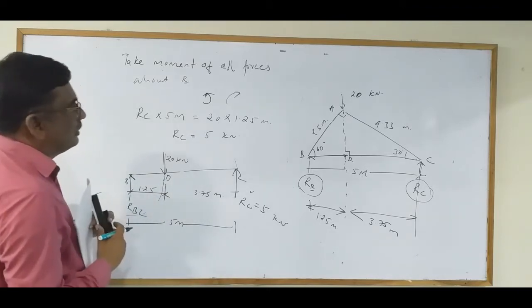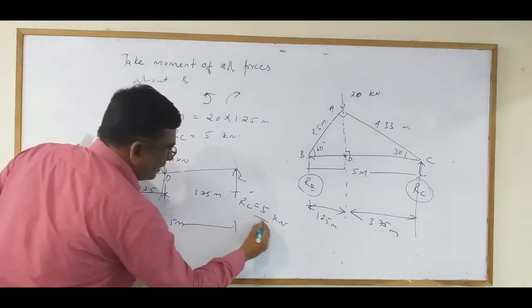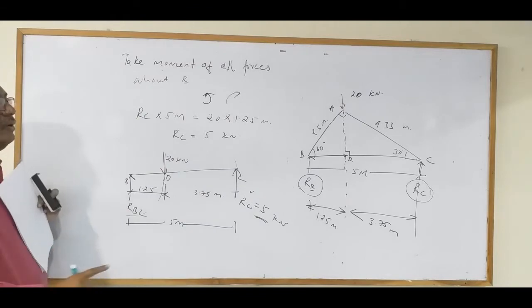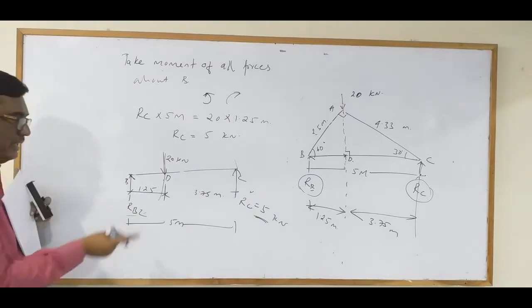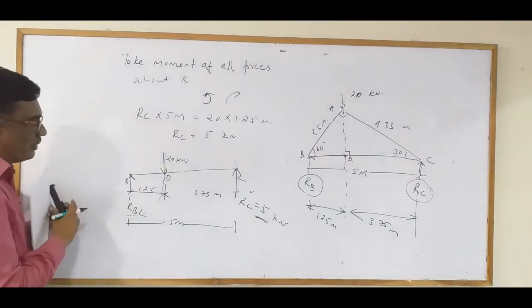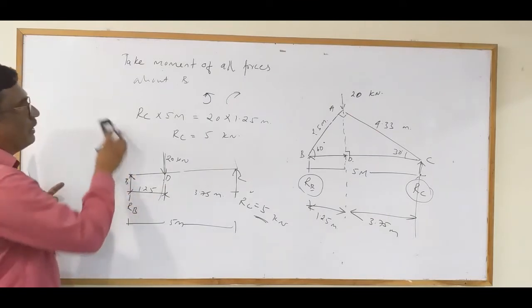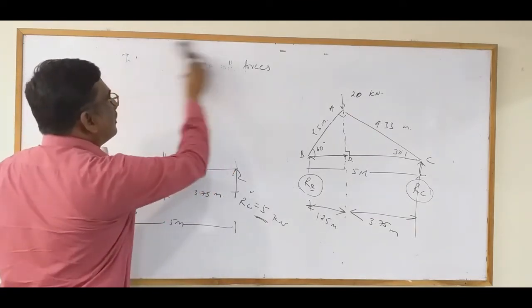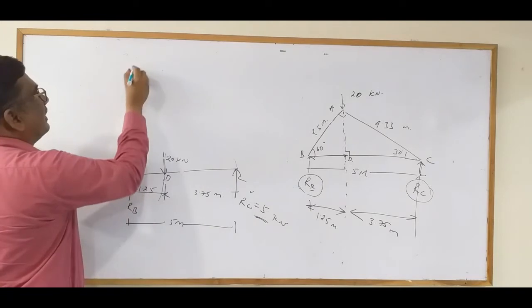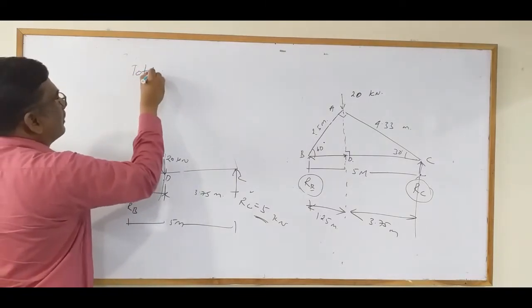Now this force is found out. Once you find out the value of one force, it is very easy to find out the value of the other force, RB. What is the total load here? Total load acting here is 20 kilonewton.